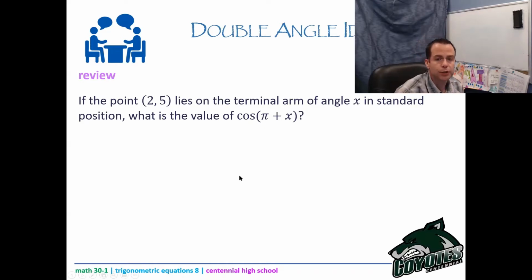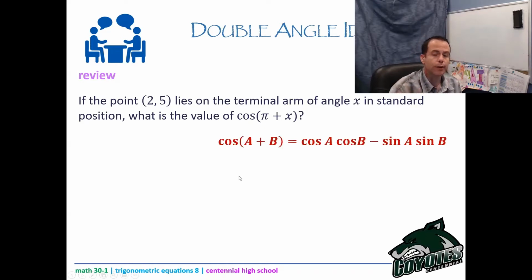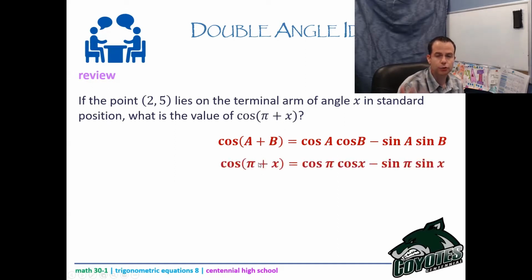So if you look at your handy-dandy formula sheet, you know that cos of a plus b is cos a cos b minus sine a sine b. Now, remember yesterday, I talked about making sure you realize who's A and who's B. So for this guy, A is our pi and B is our x. So if I translate that into the context of the question, it would look like cos pi cos x minus sine pi sine x.